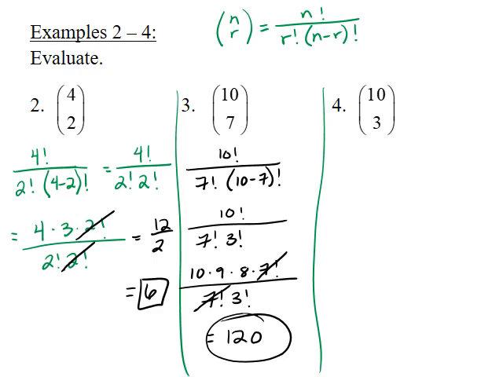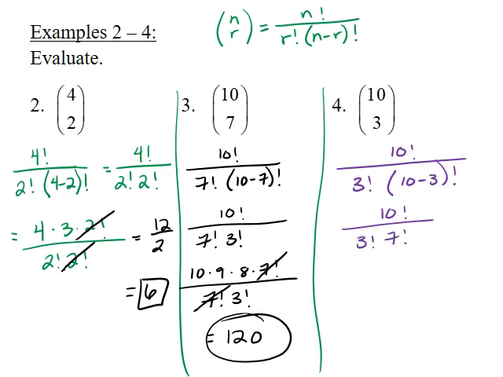And the last one, 10 choose 3. 10 factorial over 3 factorial times the quantity 10 minus 3 factorial becomes 10 factorial over 3 factorial times 7 factorial. Well, these are the same exact thing, so we know that this answer is 120.